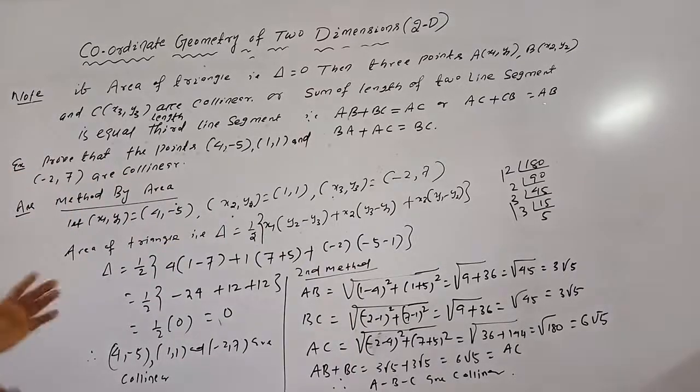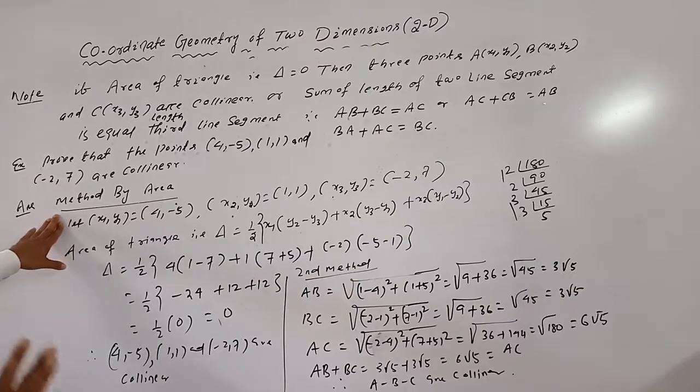So you can apply any one method; it is not compulsory to write both methods. To show 3 points are collinear, you can apply either the area of a triangle method or the distance formula method. Okay, next we do another problem also.